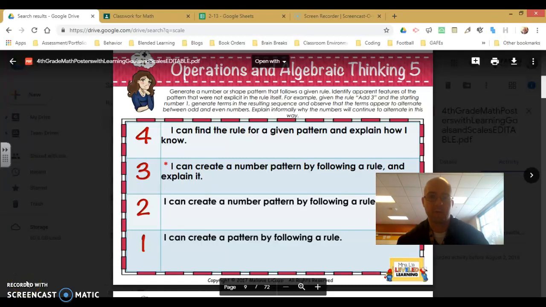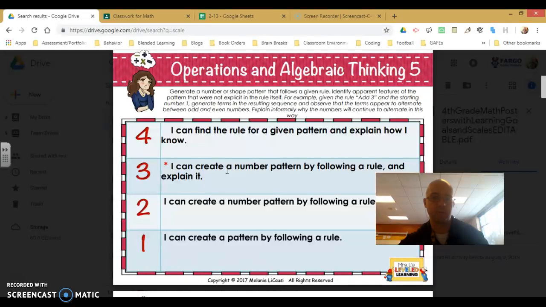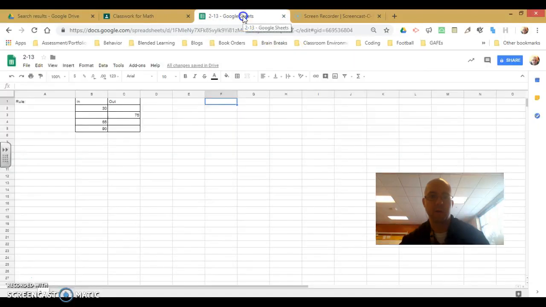Here we go, fourth graders. Our learning target today is I can create a number pattern by following a rule and explain it. And we're also going to be working on I can find the rule for a given pattern and explain how I know. So let's take a look here.